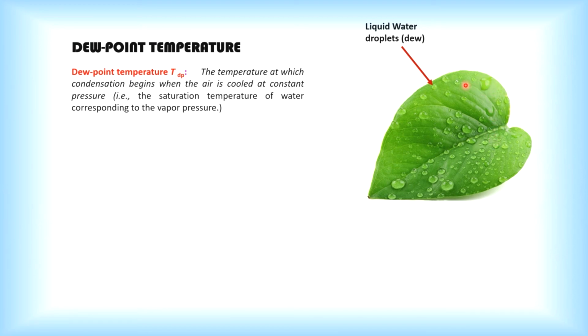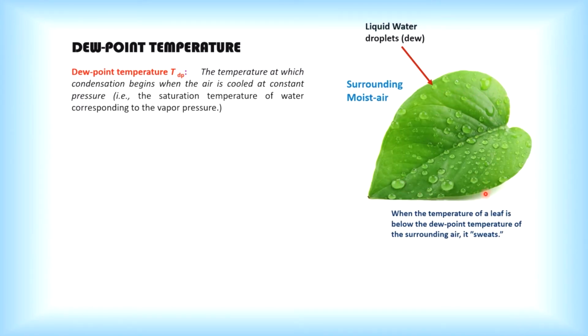So the temperature at which these are formed is called the dew point temperature. The surrounding must be moist air. So when it touches the cold surface, it will leave behind all these droplets of water. Now, when the temperature of the leaf is below the dew point temperature of the surrounding air, it sweats.